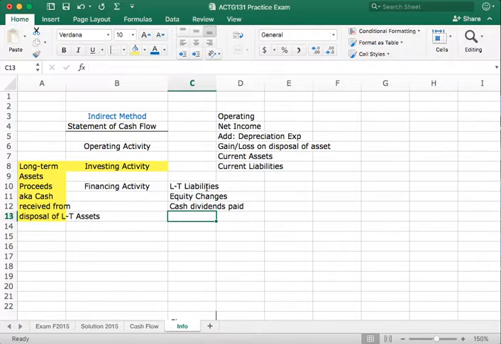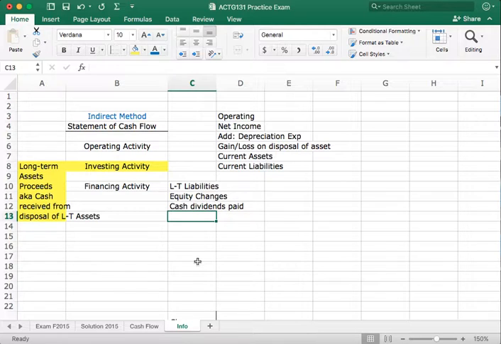So, quick overview. Operating includes net income, depreciation expense, gain or loss on disposal of assets, changes in current assets and current liabilities. Investing activity is the purchase of any long-term assets. These are your equipment, your machinery, any item that's going to provide a value to the company for greater than 1 year, and the proceeds or the cash received from the disposal of long-term assets.